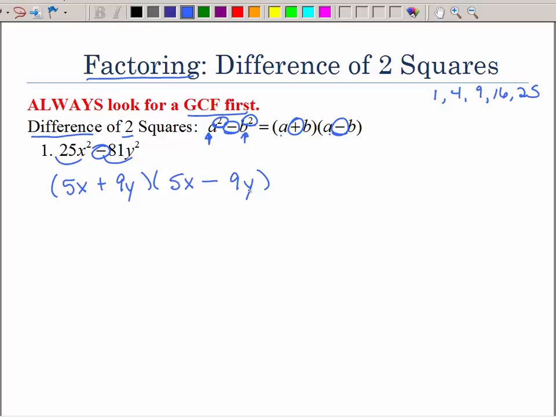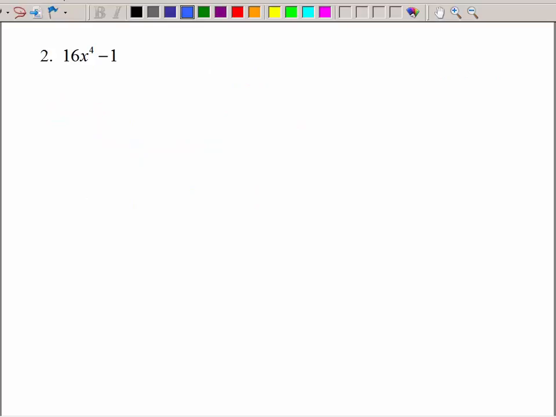And the last thing you want to look at is, can you keep going? Are these factorable some more? No, we're done. So as we're looking at the second example, again, I do not see a greatest common factor. I do see a minus sign. Now that x to the fourth, that still is a perfect square, because remember, x squared times x squared is x to the fourth. And 4 times 4 is 16, and of course 1 times 1 is 1. So I do believe this falls into that category of the difference of two squares.